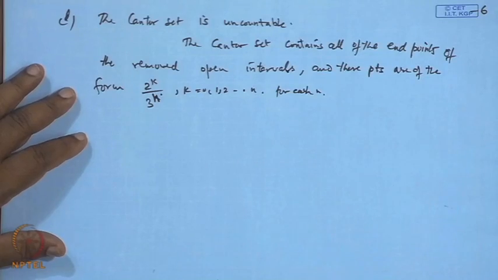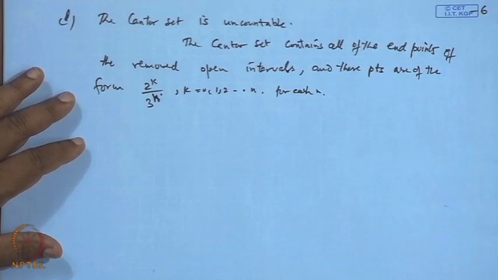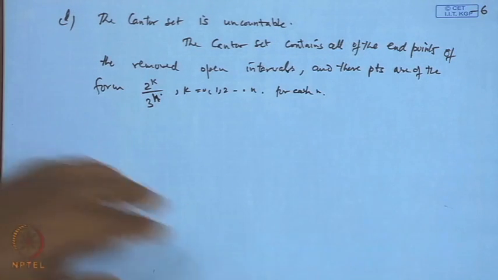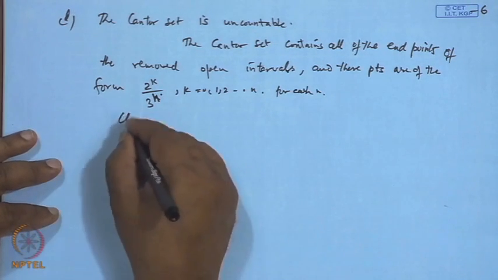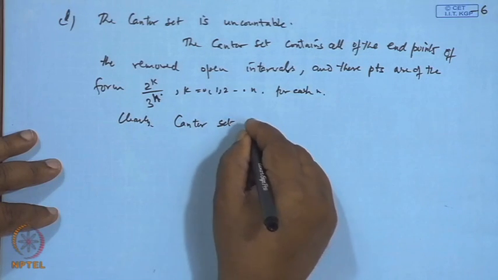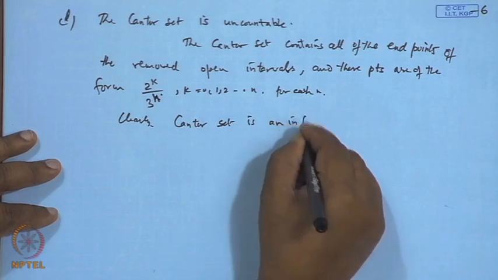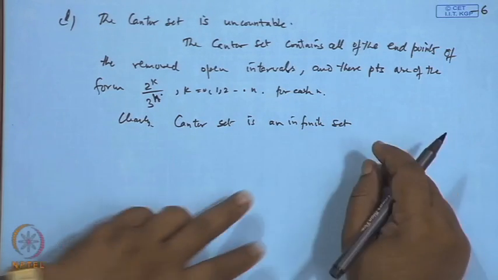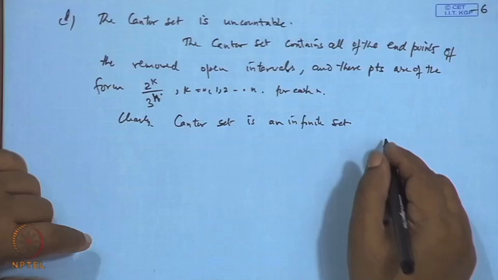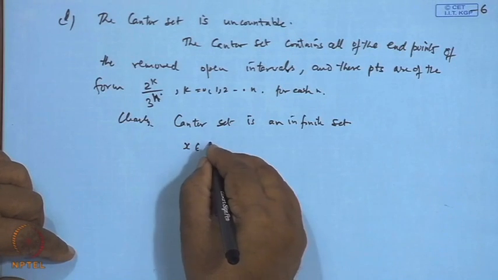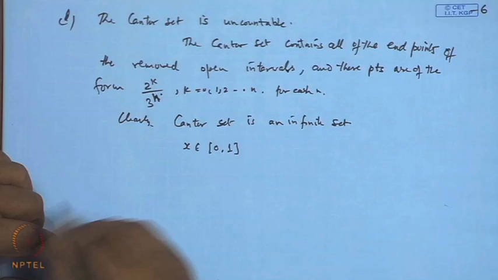First thing is the Cantor set is an infinite set, because there are so many points available. Clearly, the Cantor set is an infinite set. Now, let us take any point x belonging to the interval 0 to 1.